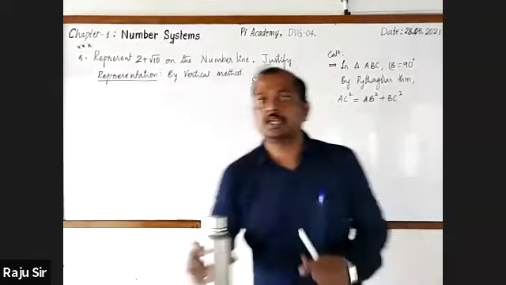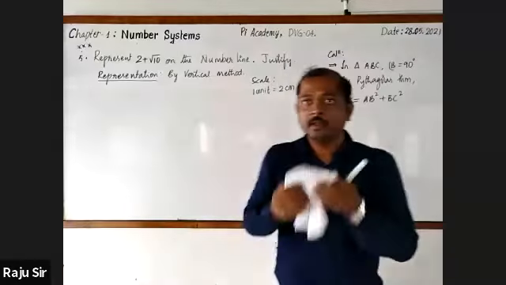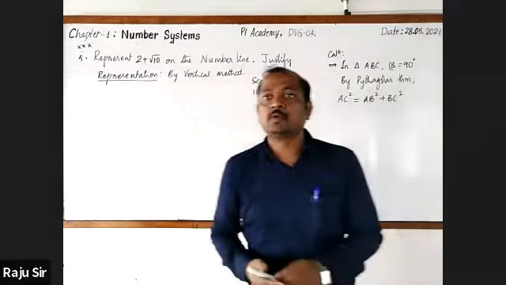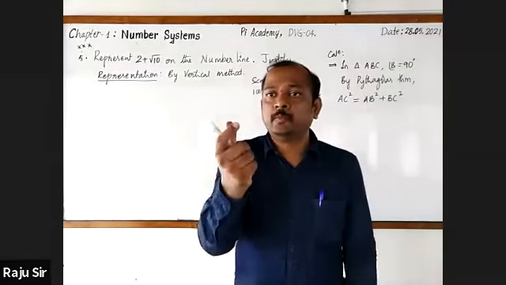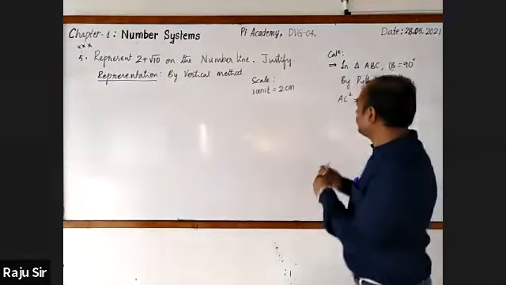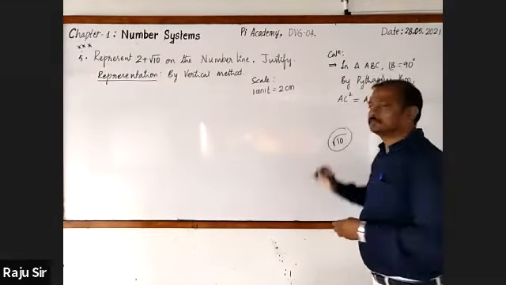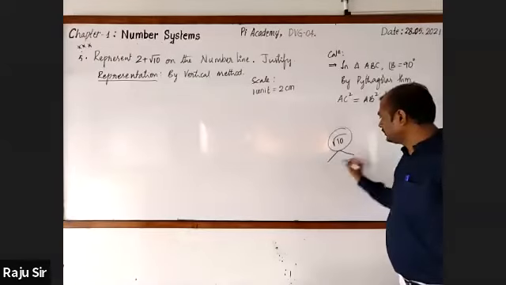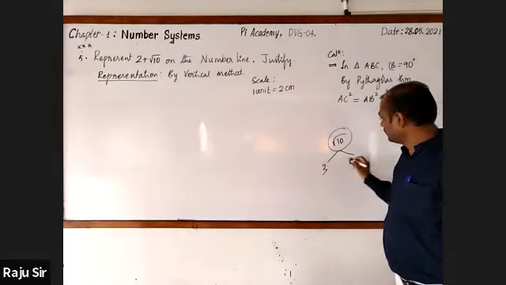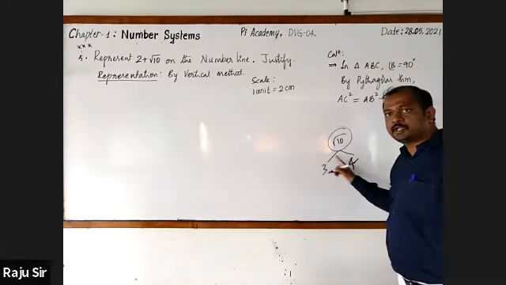Have you copied the question? Yes, sir. Dear students, could you tell between which two numbers root 10 lies? 3 and 4. Very good. It lies between 3 and 4. It comes after 3.